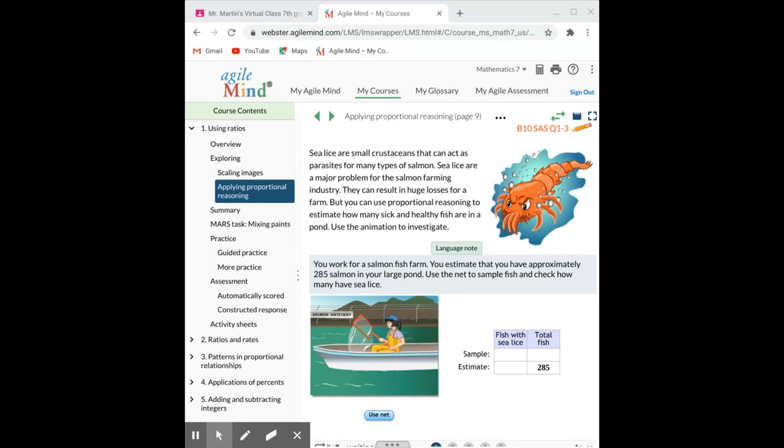and try to determine how many are sick based off of one small sample. So we're going to use our net and she's going to go fishing. When she catches her fish, how many fish did she catch that had lice? 3. And how many total fish did she catch in all? 14. All right. So how could we determine how many healthy fish there are?